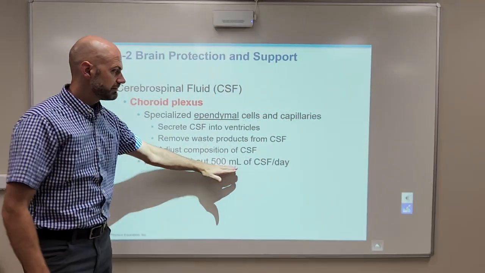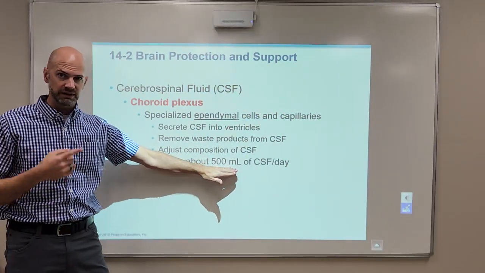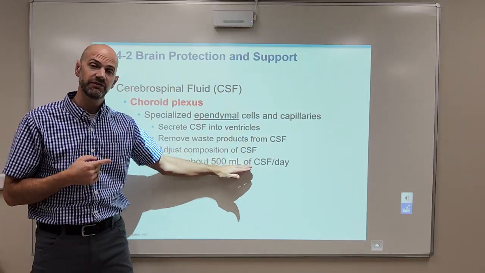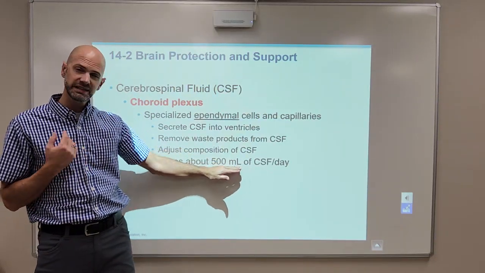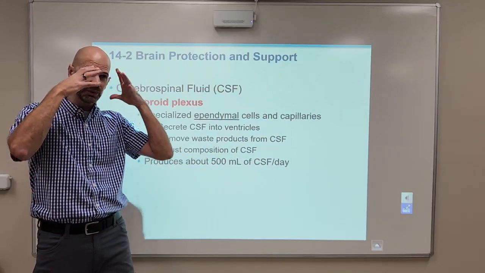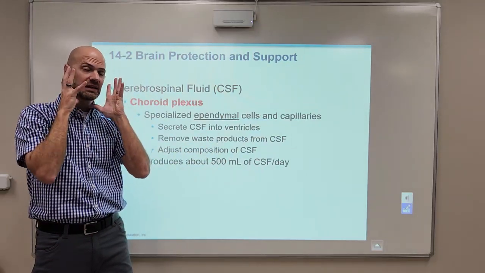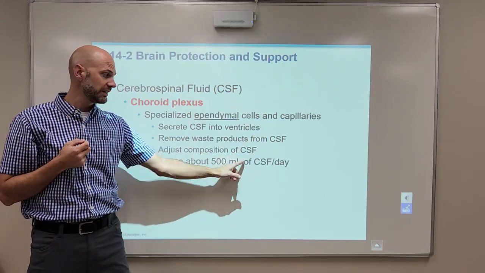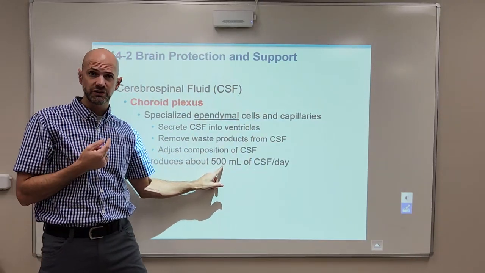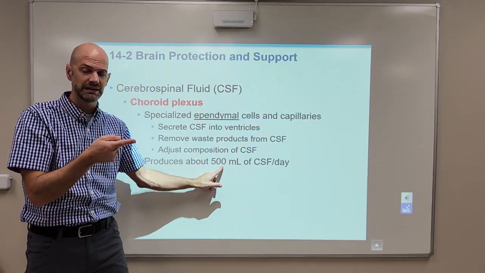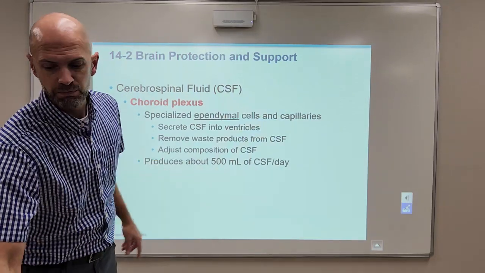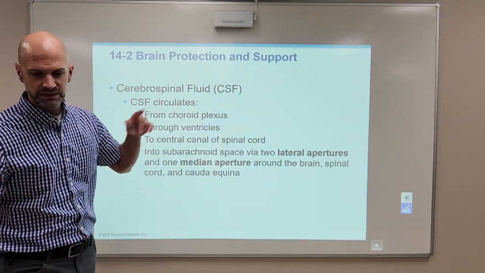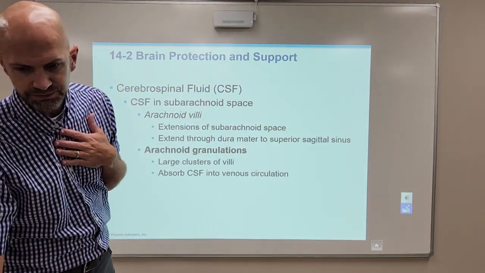And it's continually making CSF all day long, okay? The choroid plexus makes about 500 mils of CSF per day, okay? Which doesn't sound like a lot, but when you realize that the overall space that is contained with CSF is already quite small, this happens to be quite a large volume that is continually being made. All right, so the circulation pattern is, I'll just show it on the picture.